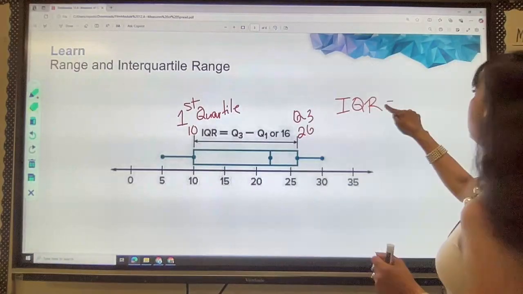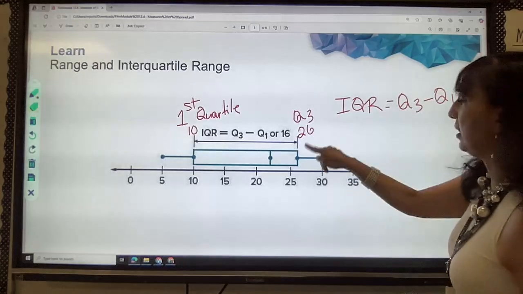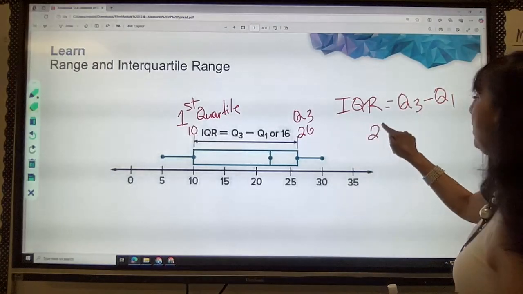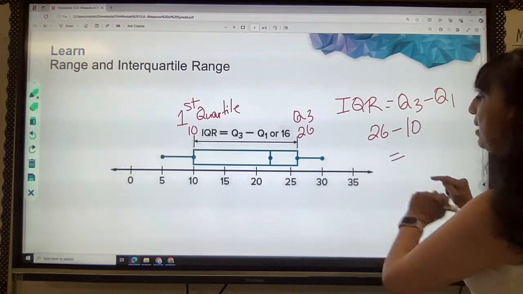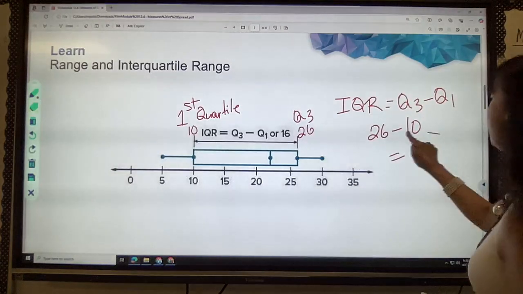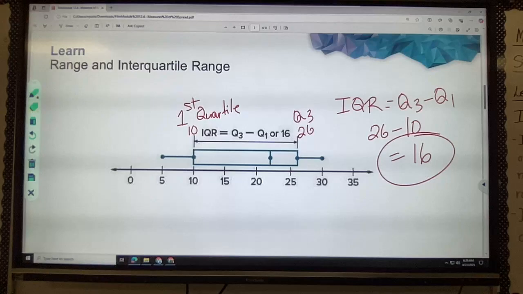So it is Q3 minus Q1. And in this case, I can see it is 26 minus 10. And that gives me how much? 16. So this is my IQR, which is the difference between the upper and lower quartiles.